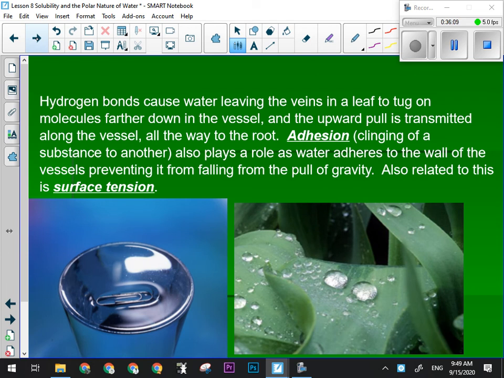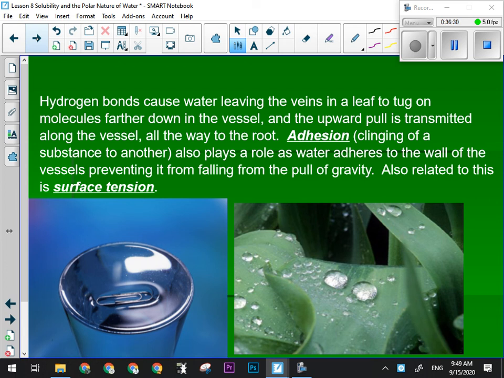Right, so hydrogen bonds can cause water leaving the veins in a leaf to tug on the molecules farther down, and the upward pull is transmitted along the vessel all the way to the roots. Adhesion, the clinging of a substance to another, also plays a role because water can adhere to the cell walls of the vessels, preventing it from falling down. And we can see surface tension here.